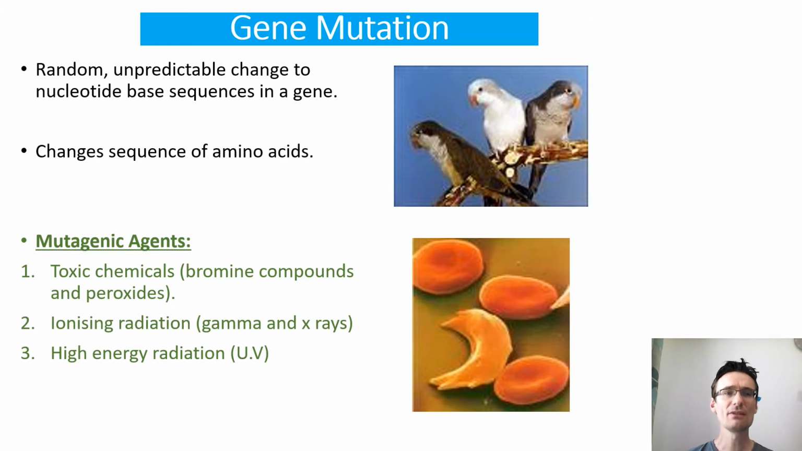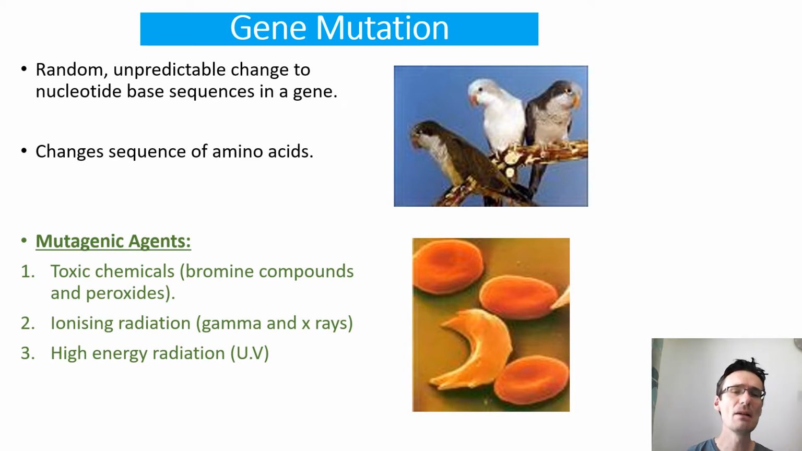So let's have a look. What is a gene mutation? It is a random, unpredictable change to the nucleotide base sequence in a gene. It therefore causes a change in amino acids, and it can be caused by lots of mutagenic agents such as toxic chemicals, such as peroxide, exposure to bromine compounds, ionizing radiation such as gamma rays and X-rays, or high energy radiation such as ultraviolet radiation. And obviously lots of chemicals, like the things we find in cigarettes that cause cancers.